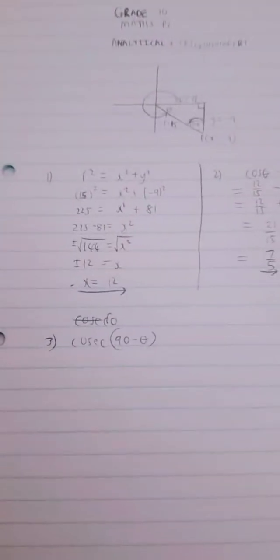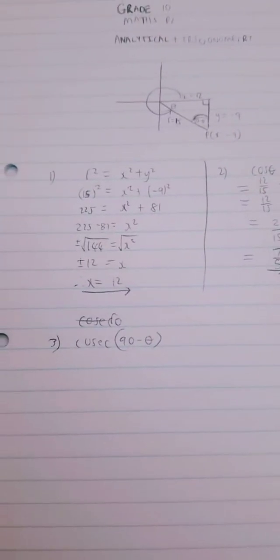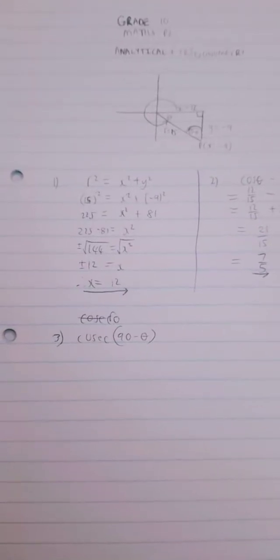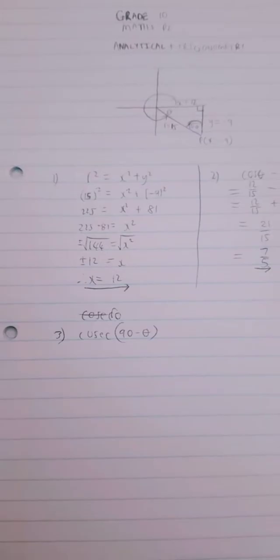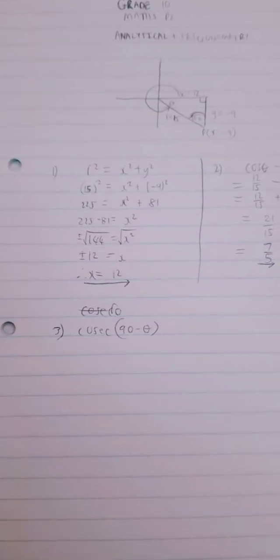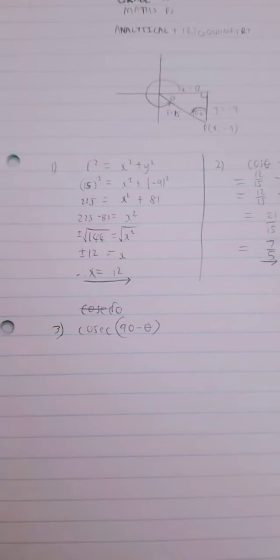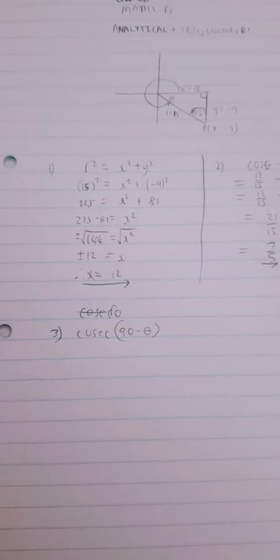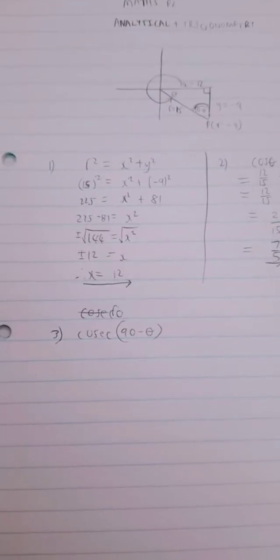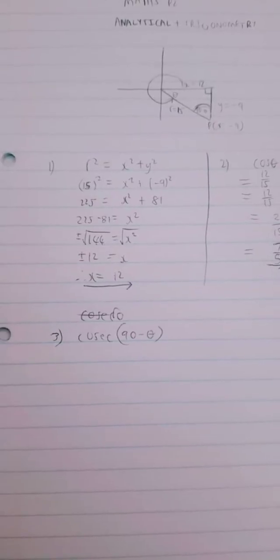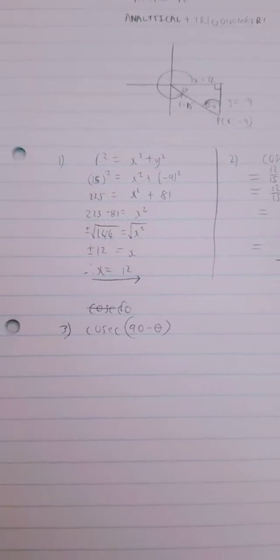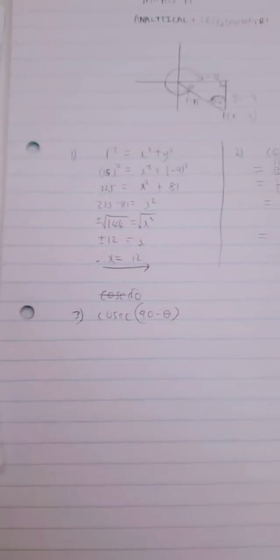What would we do in this situation or scenario? Cosec 90 minus theta. I repeat, cosec 90 minus theta. How would we get the value of cosec 90 minus theta? We use the reciprocal of which angle? That angle. What is the angle?